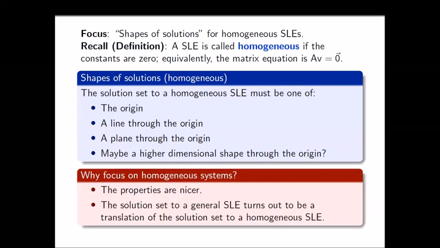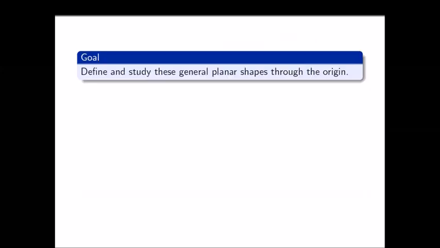So why are we focusing on homogeneous systems? Because the properties are nicer, and the solution set to a general system of linear equations is related to the solution set to another homogeneous system of linear equations. So the goal is to define and study these general planar shapes through the origin.